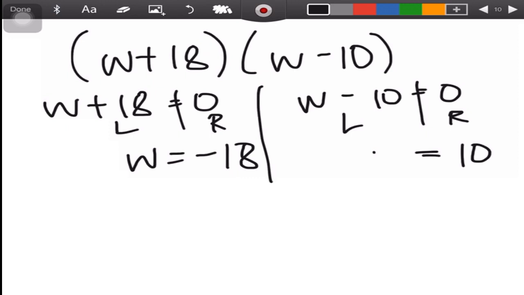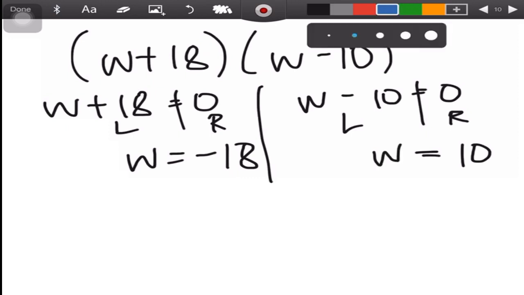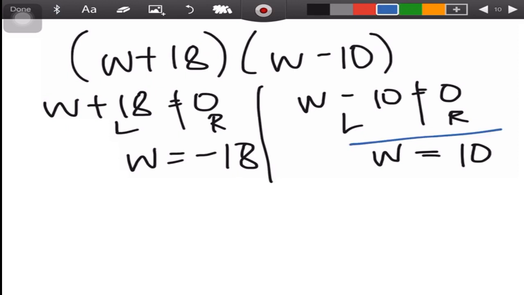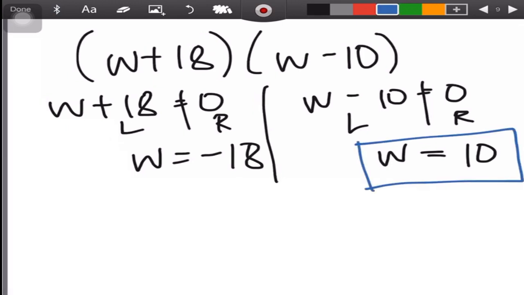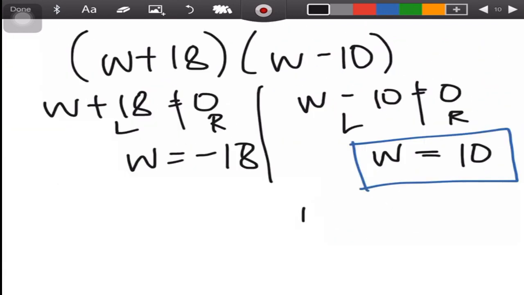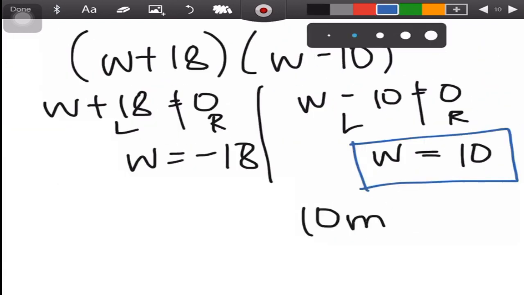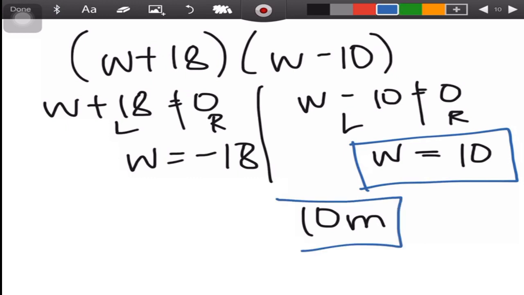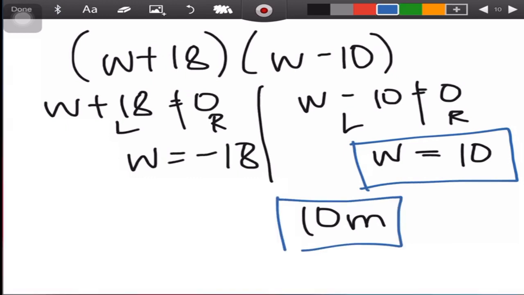And then copy W. So in this example, we will disregard negative 18 as the side because there is no negative side of a rectangle. So we will just have 10. So 10 is the answer, and then we will use the unit. The unit is meters. The side is 10 meters. So this is the final answer for this example.